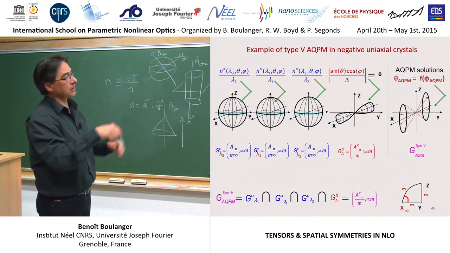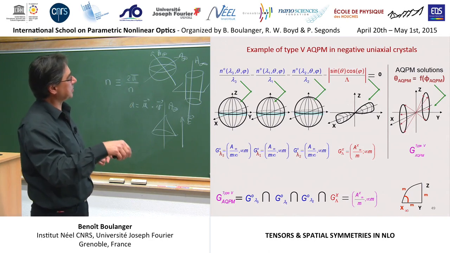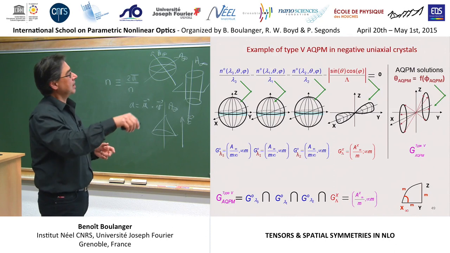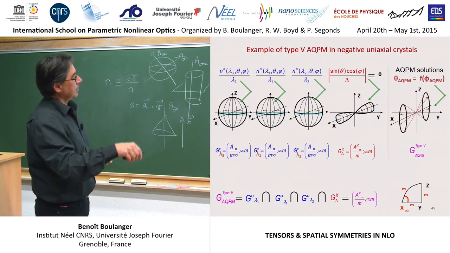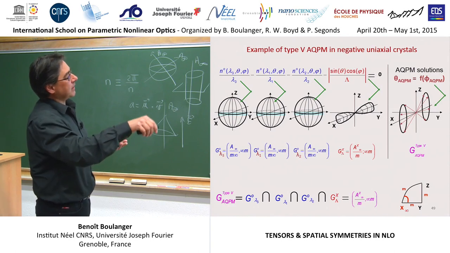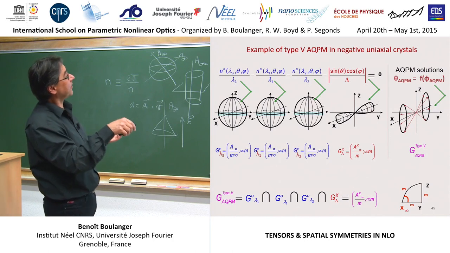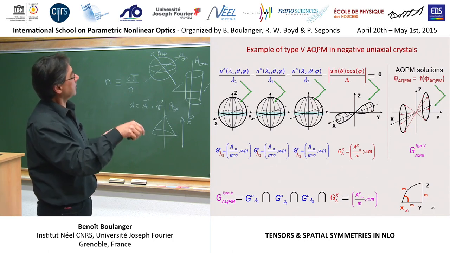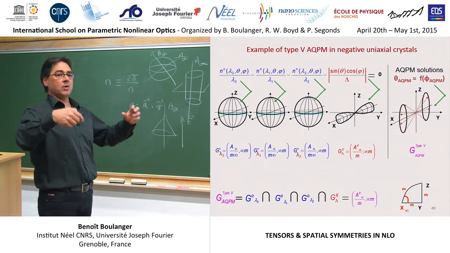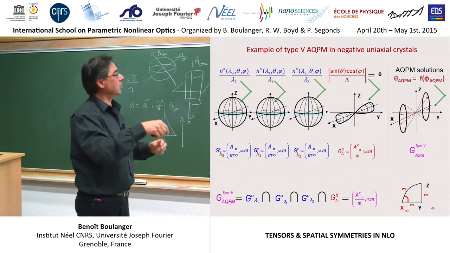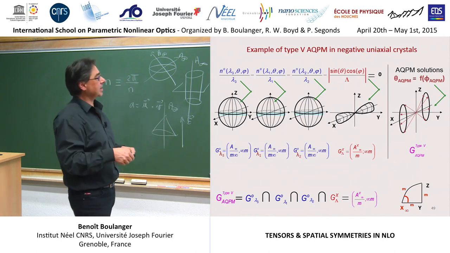So it's a coupling between three ordinary waves, for example. And here you have the corresponding infinite groups, and here you have the groups of that. And we know when we calculate that we have something like this. In the case of type 5 AQPM, corresponding to this, we know that we have the AQPM cones with this topology around the x-axis.